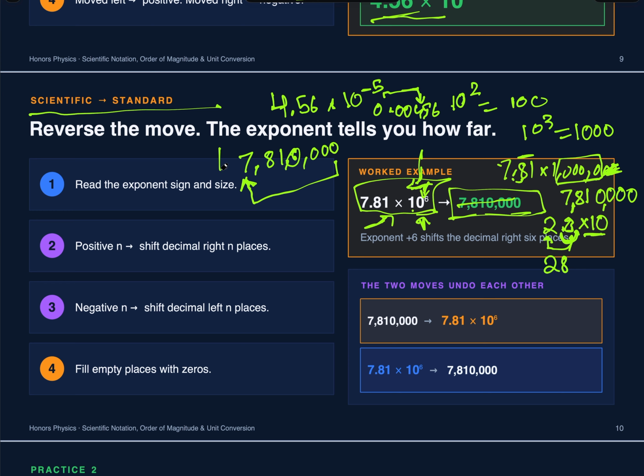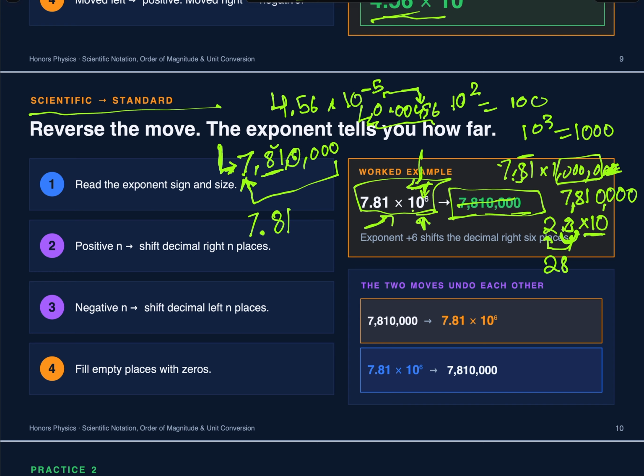But here, I'm going to start at the right. Here also, I started at the right, and then I went like this. But here, I have places, right? So I start at the right. I see 7. I'm just going to keep that 7. And then what numbers that are not 0 are here? 0.81.